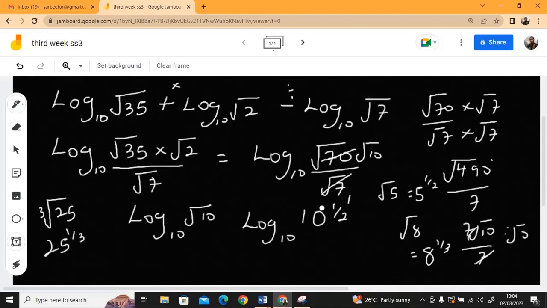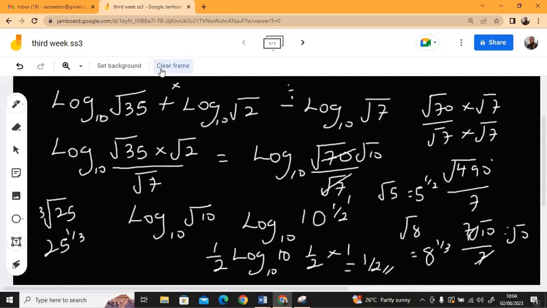Now in this one, you apply the laws of logarithm. You bring this 1 over 2 to the front, right? That will be 1 over 2 log base 10 of 10. Log 10 base 10 is 1. That is 1 over 2 times 1. So your final answer is 1 over 2. So this is the answer for this one. You can copy this down.